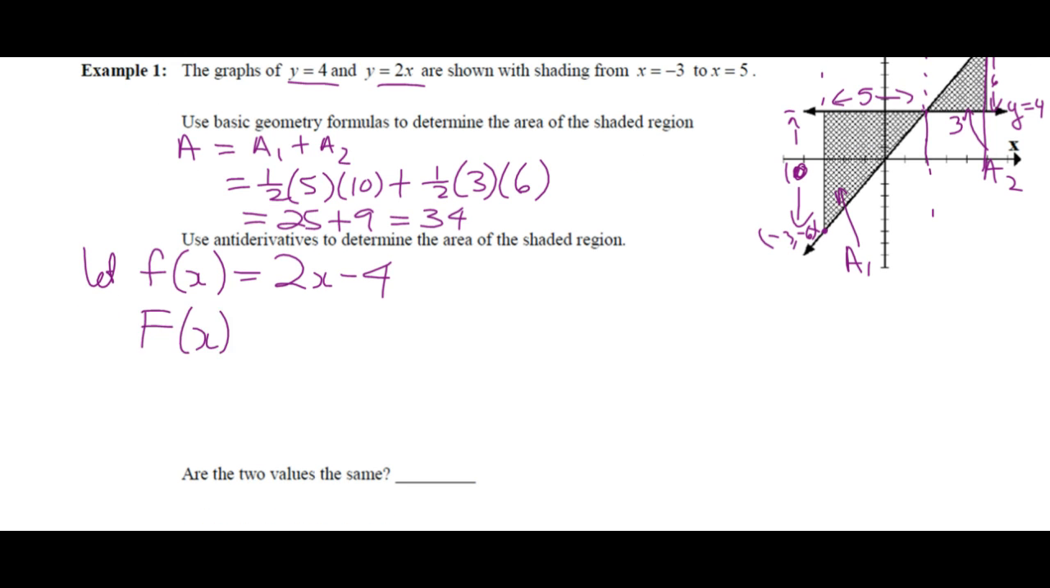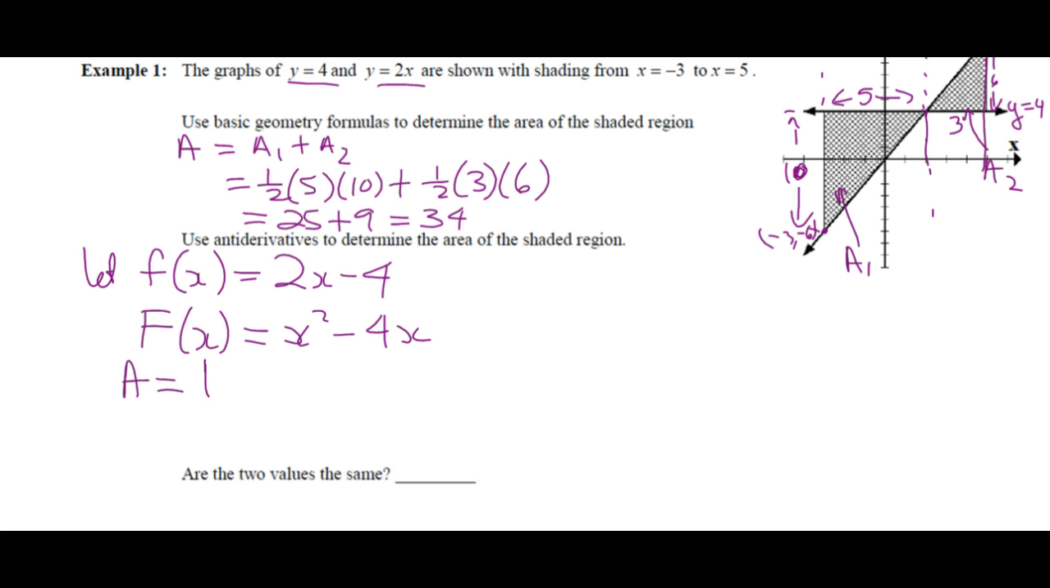Then capital F of x, which is the antiderivative, is x squared minus 4x plus c. But we're going to leave that off. We know there's a plus c there, it's the general antiderivative. But since we're working out an area, and we're going to have F of something minus F of something else, the c's are going to cancel. So we're just going to leave them off.